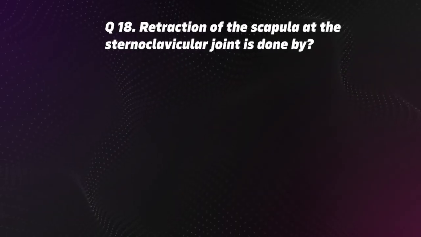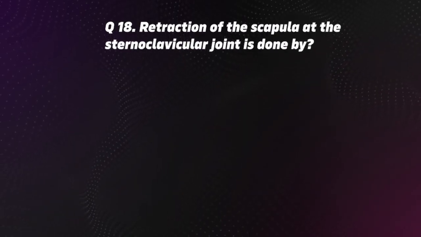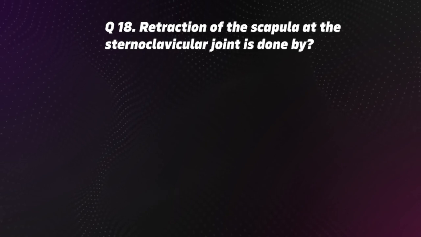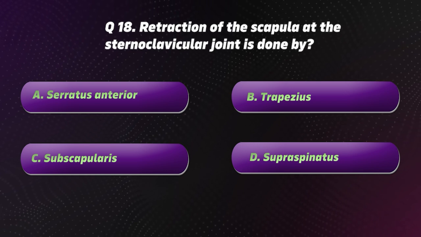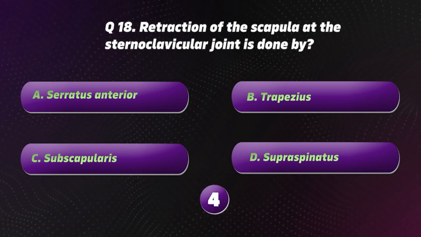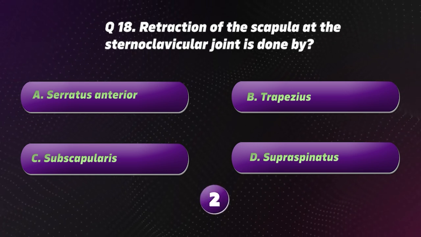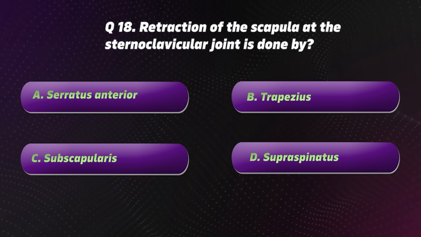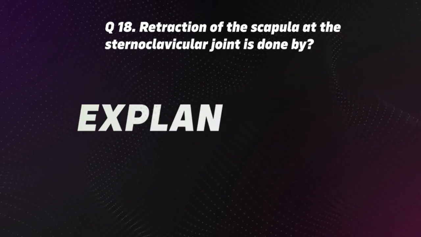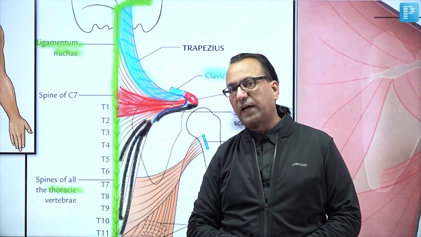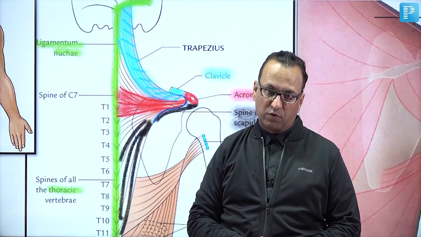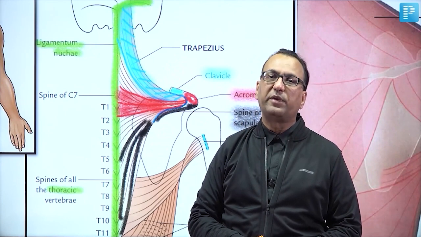Question 18. Retraction of the scapula at the sternoclavicular joint is done by? Here are the options. A. Serratus anterior. B. Trapezius. C. Subscapularis. D. Supraspinatus. And the correct option is B. Trapezius. Here's the explanation. We need to know the three sets of fibers and their respective attachments, because that will tell us about the different actions of the trapezius muscle.